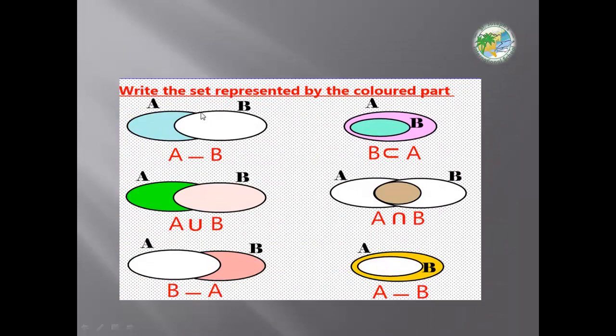Now write the set represented by the colored part. These are very easy and very important questions. From the shaded part we can find the answers. Here the elements in the shaded part are in A but don't belong to B, so it is A difference B. Here A and B, we can say A union B. No, here it is A difference B again.